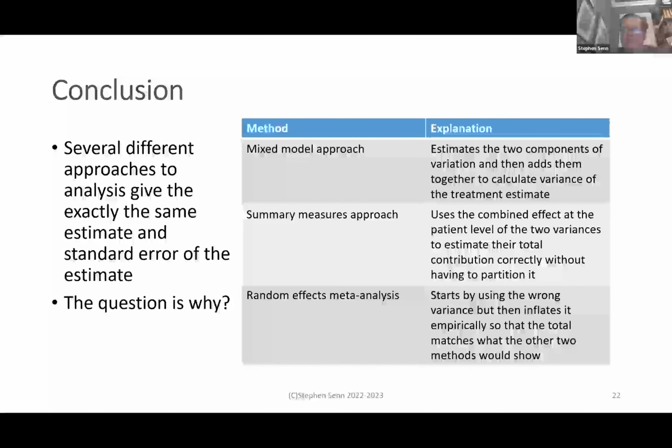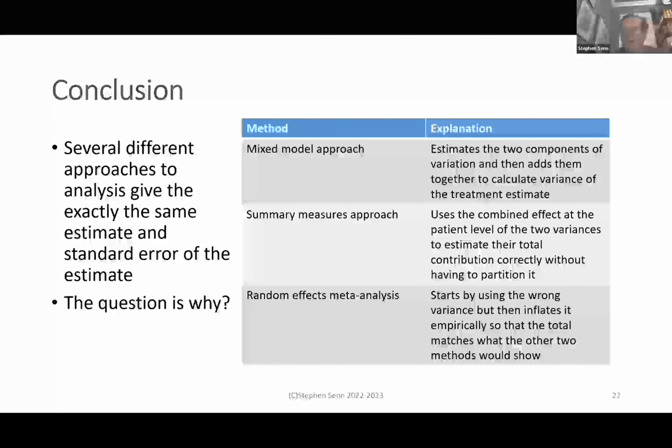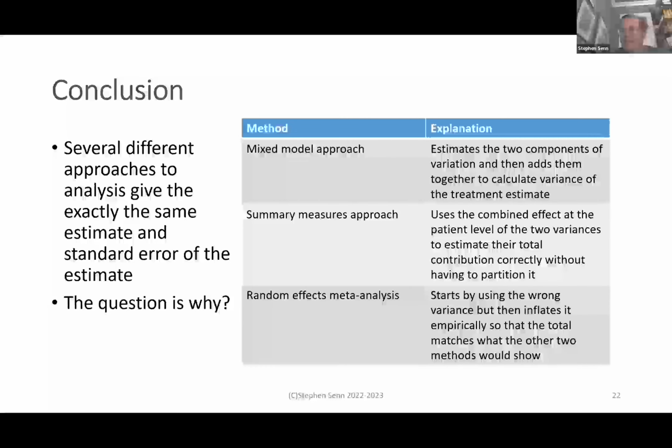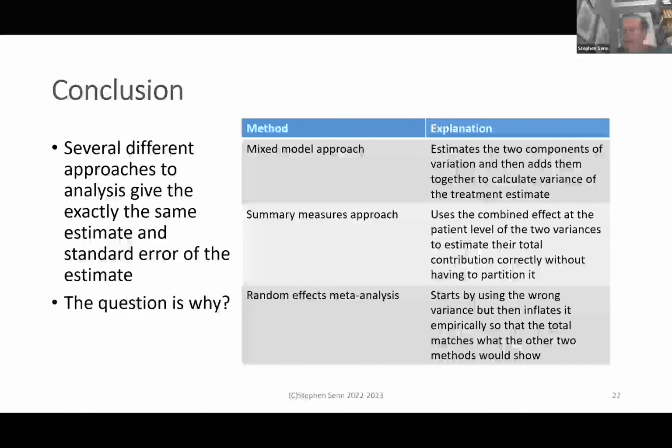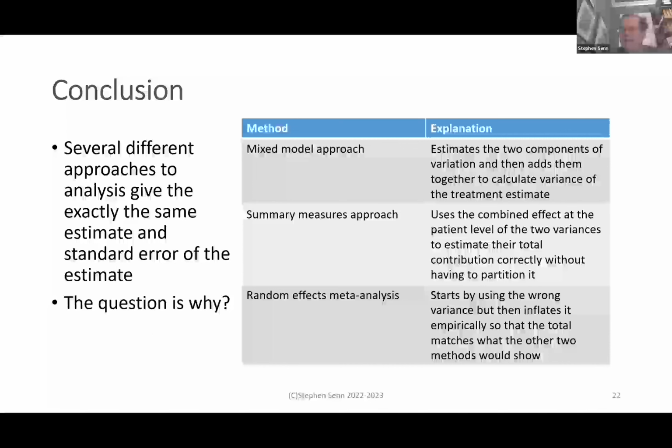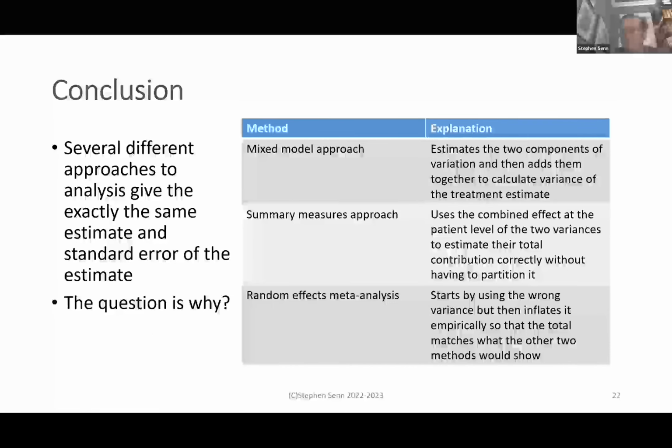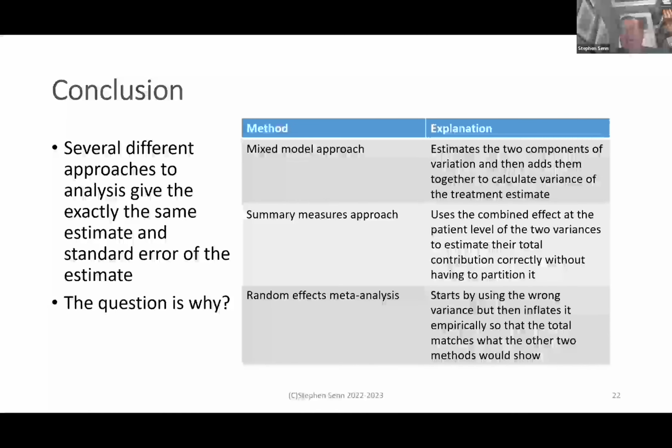The random effects meta-analysis actually starts by using the wrong variance. It starts by saying, oh, well, let's have a look and see what happens if these variances are correct, and says, well, wait a minute, actually, the results are varying from patient to patient slightly more than will be indicated by using the within patient variance. So let's inflate the overall variance by this particular term. So we then arrive at exactly the same situation we get with the other two.